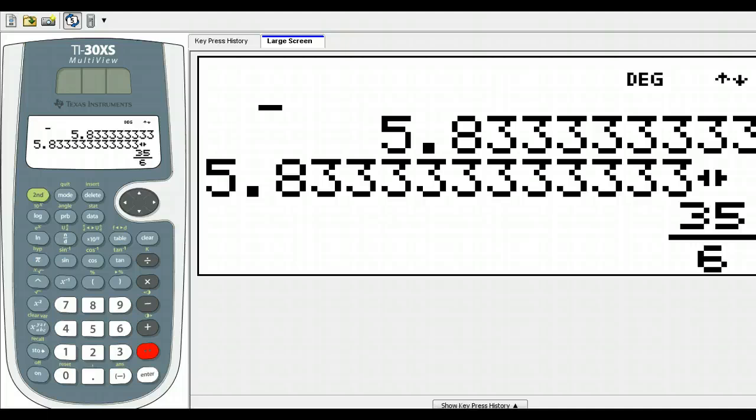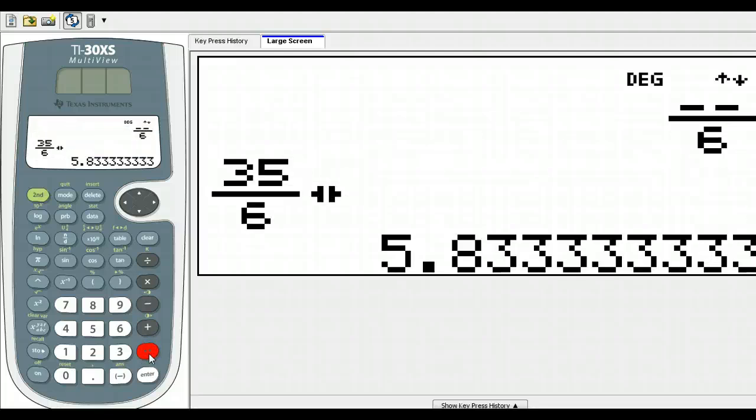Some of these kids are new to the calculator. Notice the red button that's highlighted there, the toggle. That double arrow there switches. Hit it a couple times: decimal, fraction, decimal, fraction. So you can always get your fraction when you need it. Alright, let's get back to the paper.